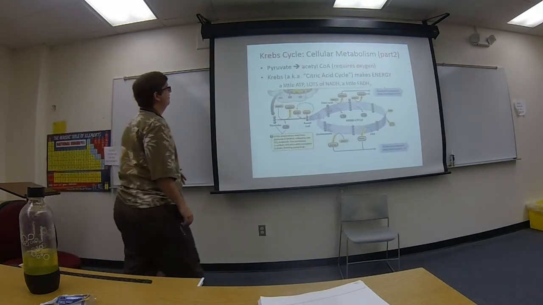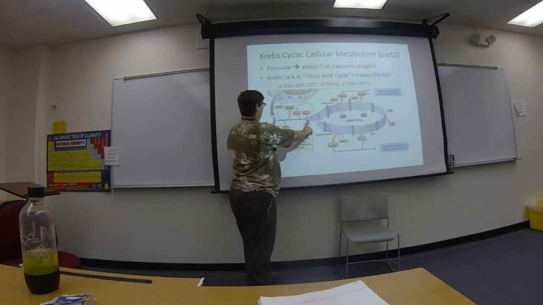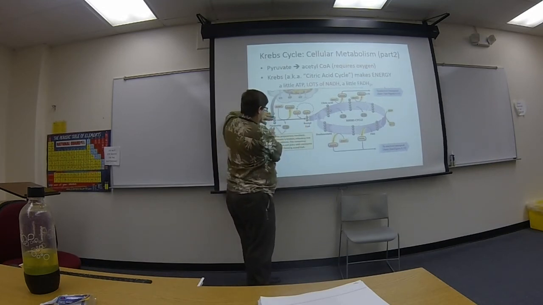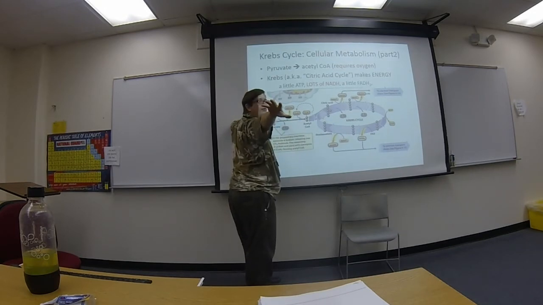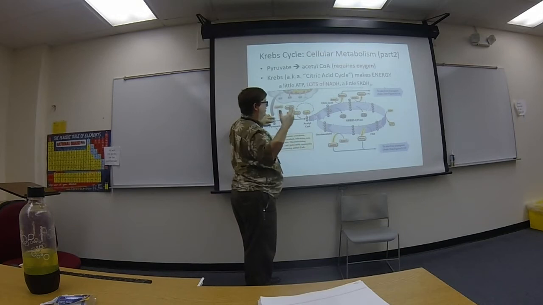So here we have it. Krebs cycle, turning the pyruvate into the acetyl-CoA requires oxygen. Why? Because we take these 3 carbons, we break one off, we hook it to oxygens, and we breathe it out. This is the reason why we say that you make carbon dioxide, you breathe out carbon dioxide.